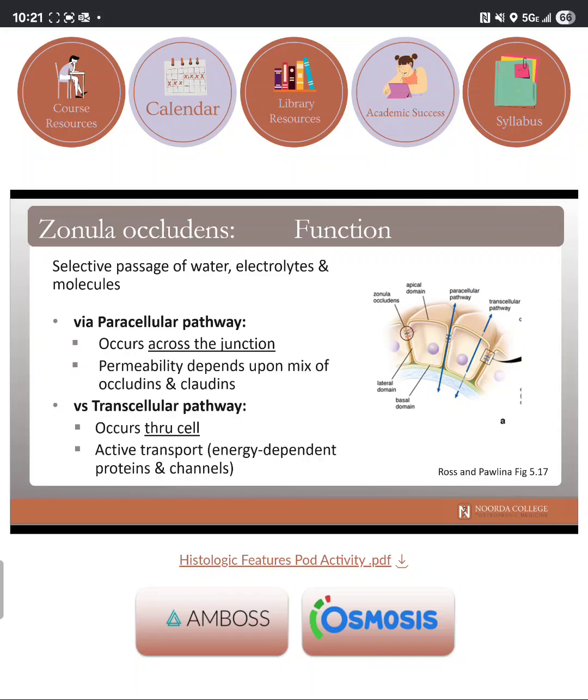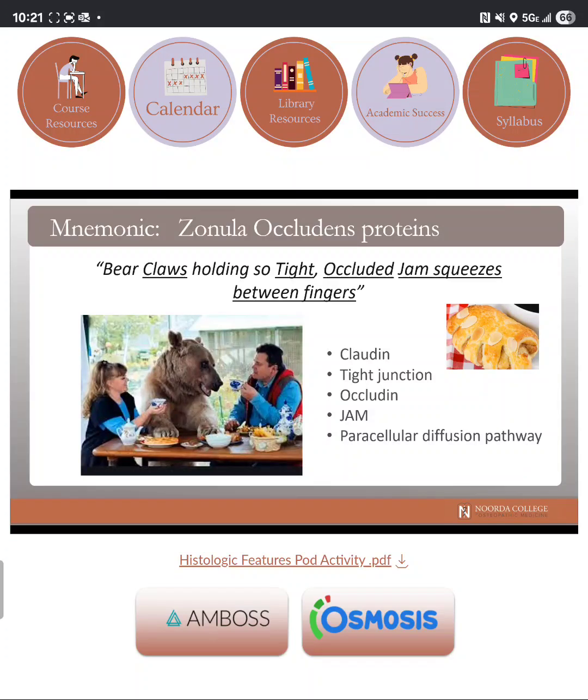I'm going to leave with you a mnemonic of how you can recognize the various proteins that you can see in zonula occludens, because it feels like I'm throwing a lot of terms at you. But if you can remember bear claws holding so tight, occluded JAM squeezes between fingers, then you know that the tight junctions are comprised of claudin, occludin, and JAM, and the paracellular diffusion squeezing between the fingers is the method of pathway movement between the cells through the tight junctions.